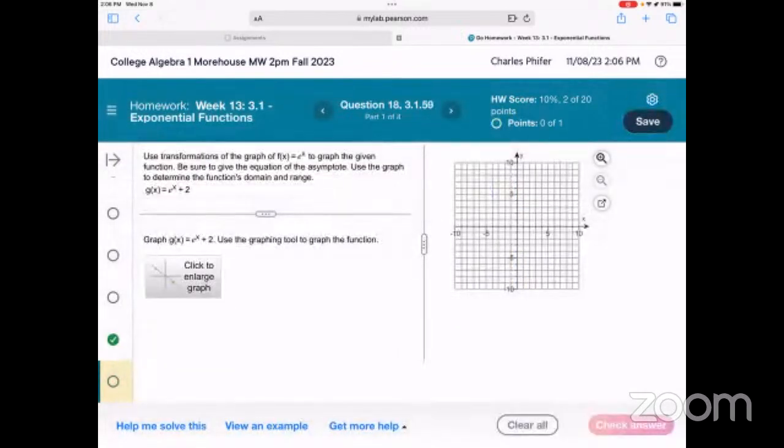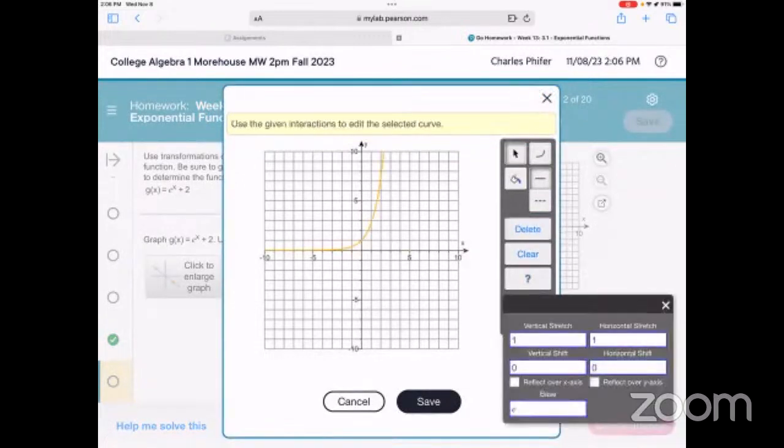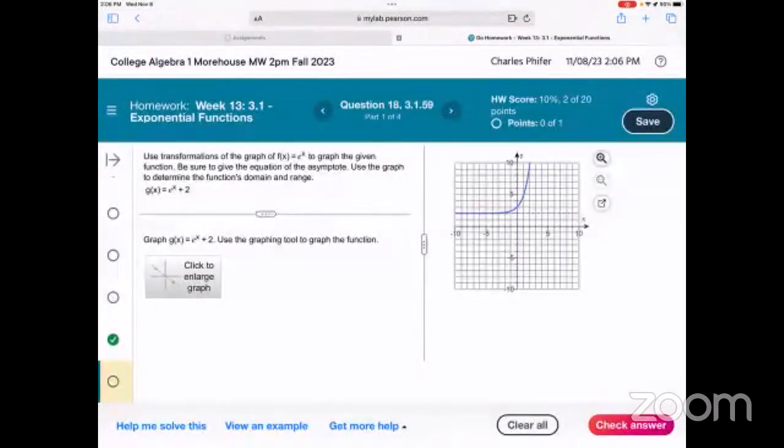Let's see. Use the transformations of this to graph the function. Okay, so we have an exponential function, and notice the +2 is on the outside of our base function, so we just moved it up by 2. So I'm going to choose my exponential tool. I'm just clicking randomly on the chart. The base is e, and we just moved it up by 2. So vertical shift by 2 units. And that's it. Save and check.